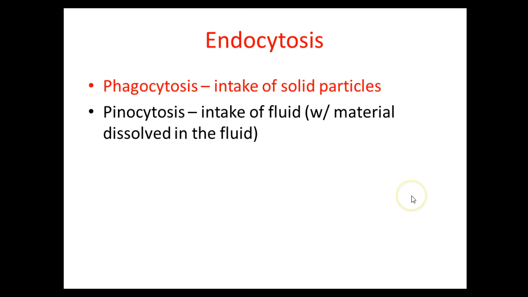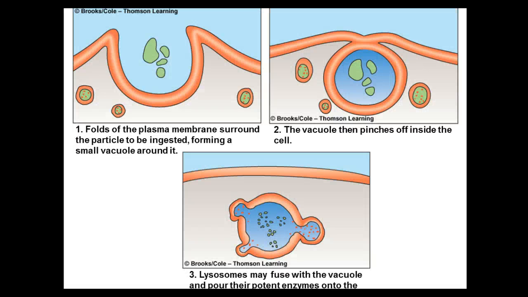Okay, endocytosis. Endocytosis is a means of moving these large particles into the cell. Large molecules or large particles into the cell. And we can subdivide endocytosis into these categories of phagocytosis and pinocytosis. Phagocytosis is the intake of solid particles, whereas pinocytosis is the intake of fluids and whatever happens to be dissolved in those fluids. Here's a diagram in your textbook showing how this would work.